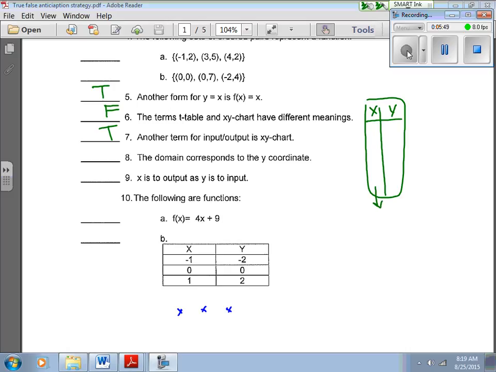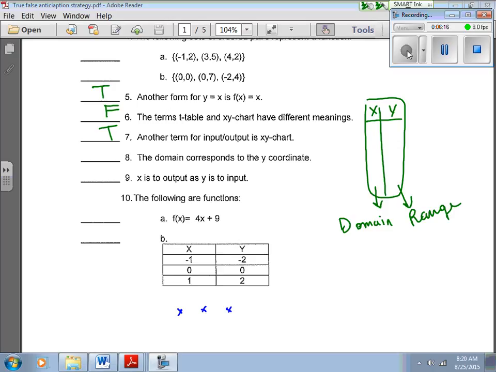All of the X's are your domain. All the Y's are your range. Put that in your notes. You're going to be asked this. Domain and range. Okay?